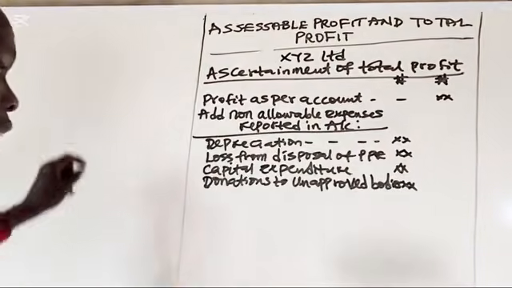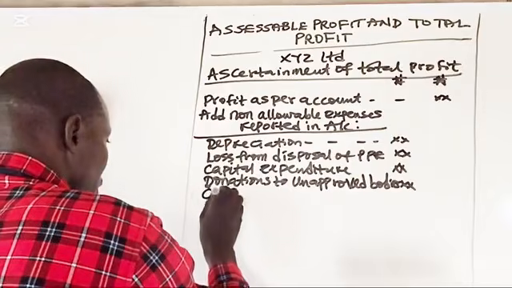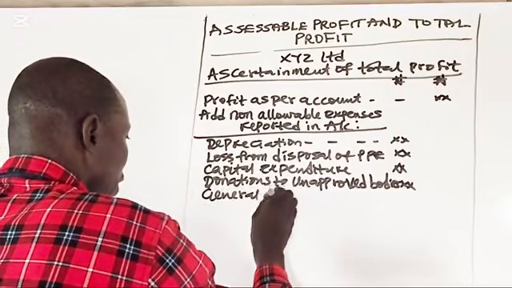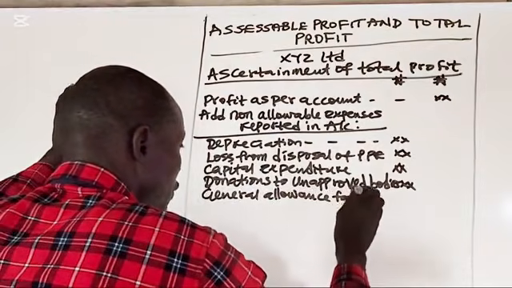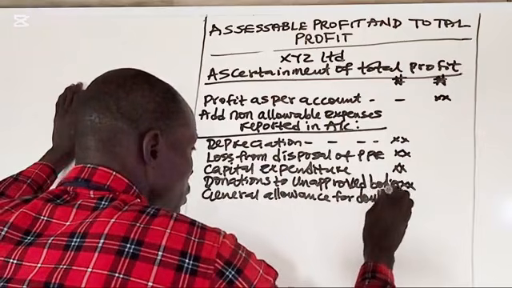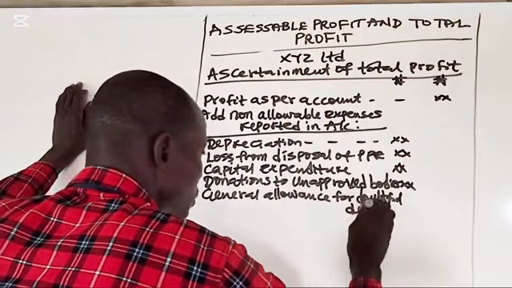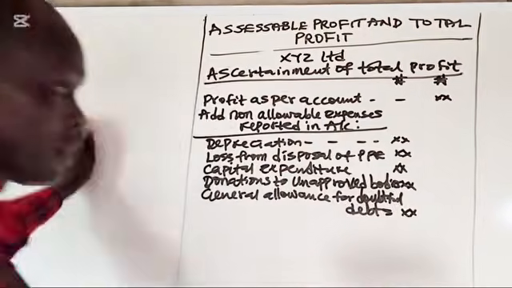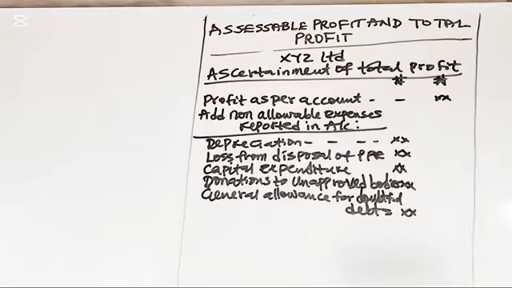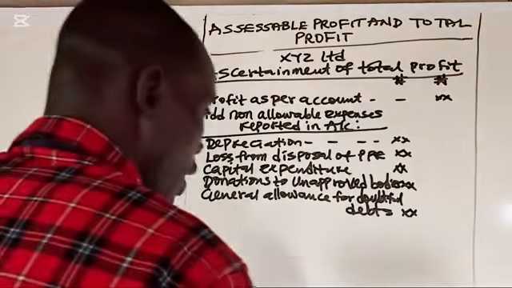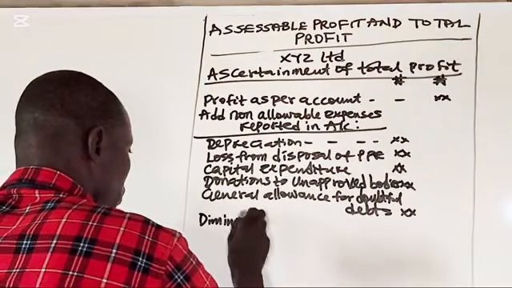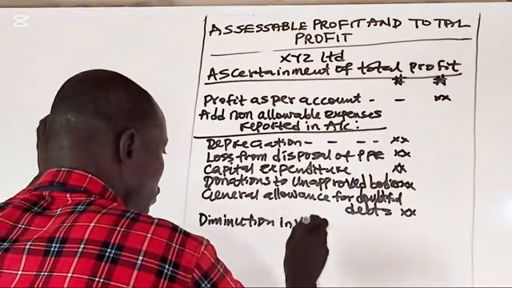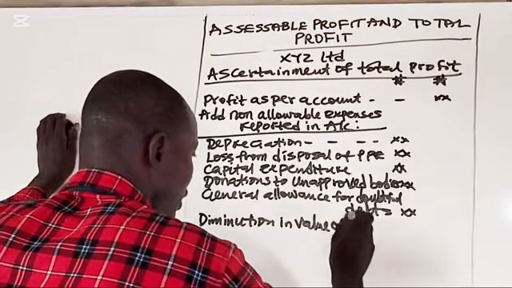Then we also have general allowance for doubtful debts. Remember, I've told you specific is allowed. Then we also have diminution in value of investment.